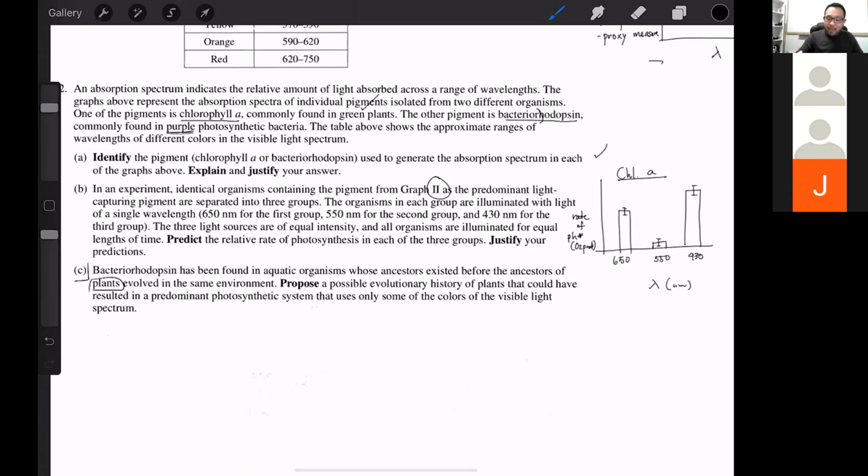All right. So anyway, I think you can justify that as well in this question. Okay, so now my favorite part of this question is C, where it says bacterial rhodopsin has been found in aquatic organisms whose ancestors existed before the ancestor of plants evolved in the same environment. Now it says propose a possible evolutionary history of plants that could have resulted in a predominantly photosynthetic system that uses only some of the colors of the visible light spectrum.